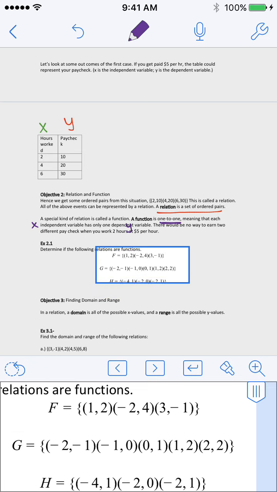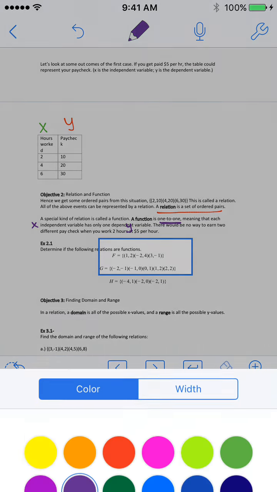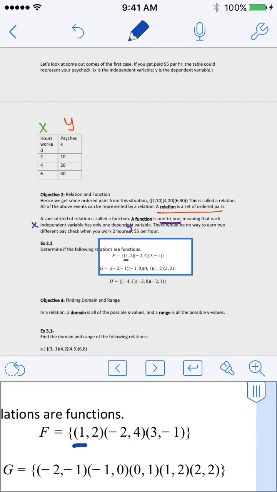Now we can call them F, G, and H all we want. F isn't specifically designed for a function. It's used quite often, though we'll talk about that a little later. But let's take a look at these ordered pairs. So here I have F. For each of the x's, I'm going to underline it in blue. I have 1, -2, and 3.